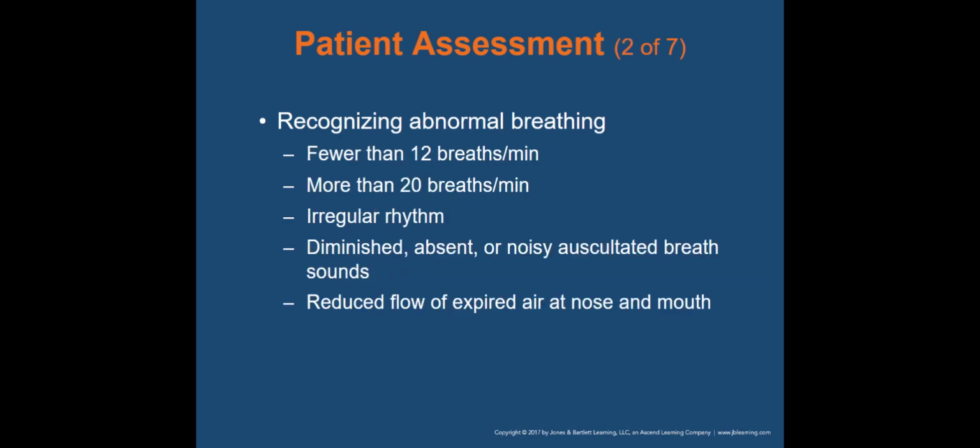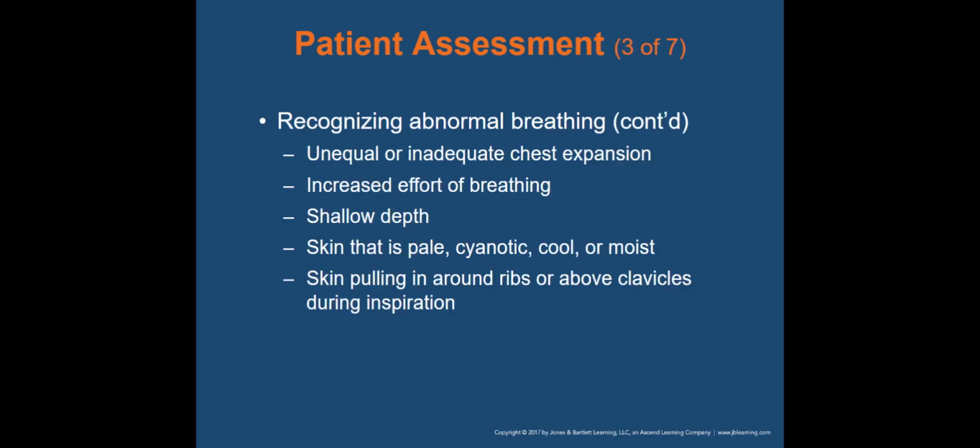An awake, alert adult who is talking to you usually has no immediate airway or breathing problems if they are talking to you in clear sentences. Always have supplemental O2 and a BVM or a pocket mask close at hand to assist with breathing if this becomes necessary. Signs of abnormal breathing include fewer than 12 breaths per minute, more than 20 breaths per minute, an irregular rhythm, diminished, absent, or noisy auscultated breath sounds, and reduced flow of expired air at nose and mouth.